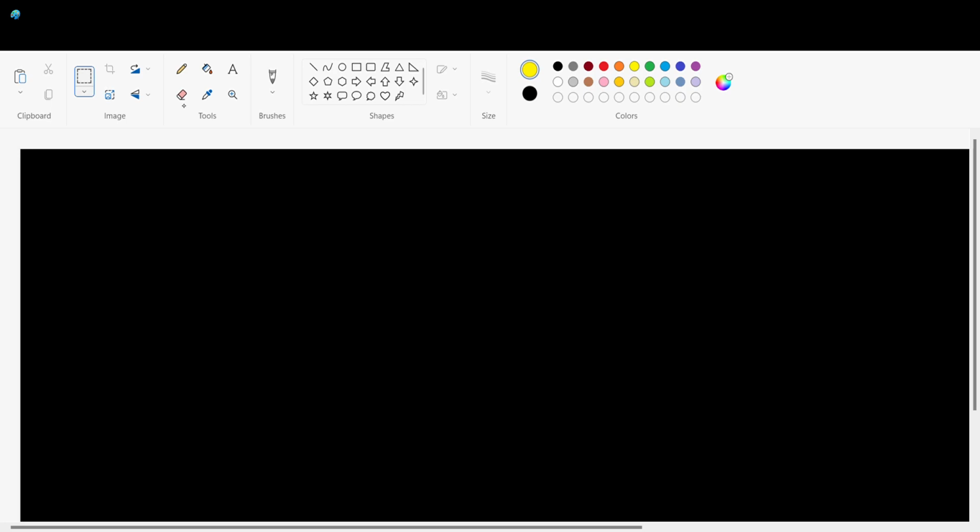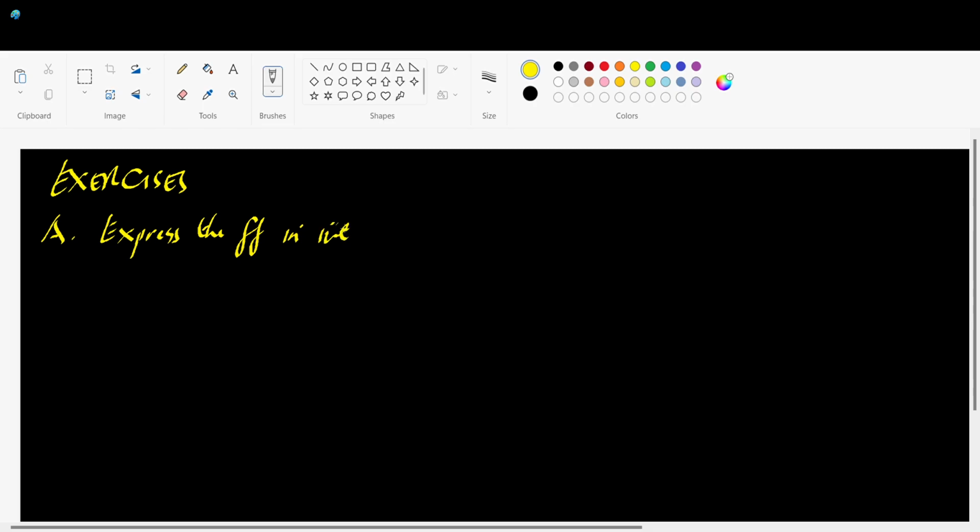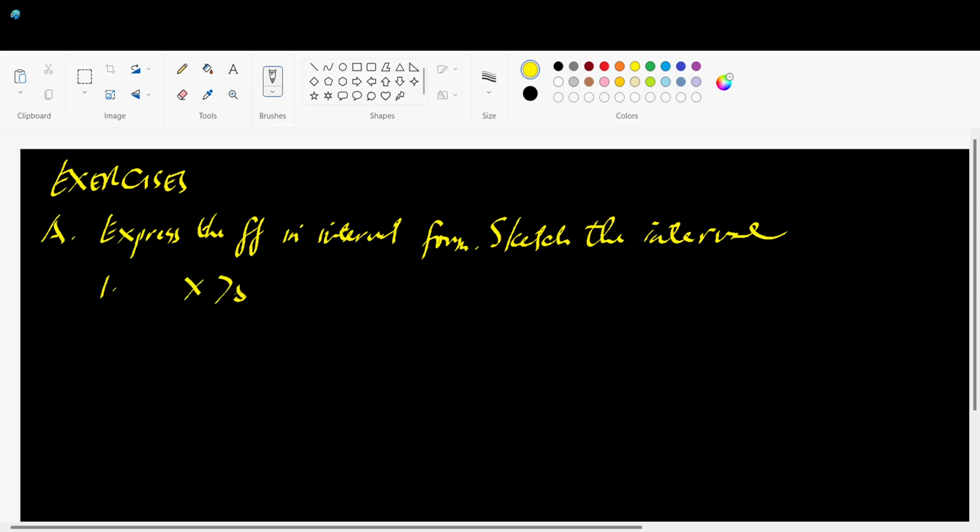Let us work on some exercises about intervals and inequalities. Let us express the following in interval form. Then sketch the interval. First, x is greater than 5.